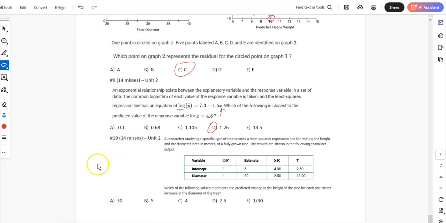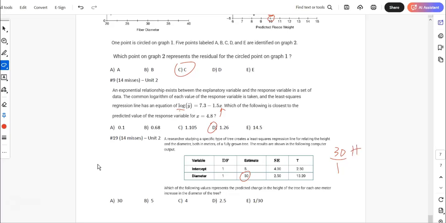And last question, researchers study a specific type of tree and create a least squares regression line, also shown in the computer output. So this is the slope. So that's 30 over 1. This is related to the height and the diameter, both in the family of grown trees. Results are shown below. Which of the following represents the predicted change in height?